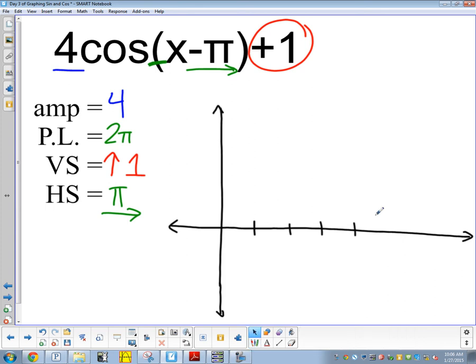Our label's 2 pi, so I can do that real quick. 2 pi, pi, pi over 2, 1/2, 2 halves, 3 halves. I labeled my period length.